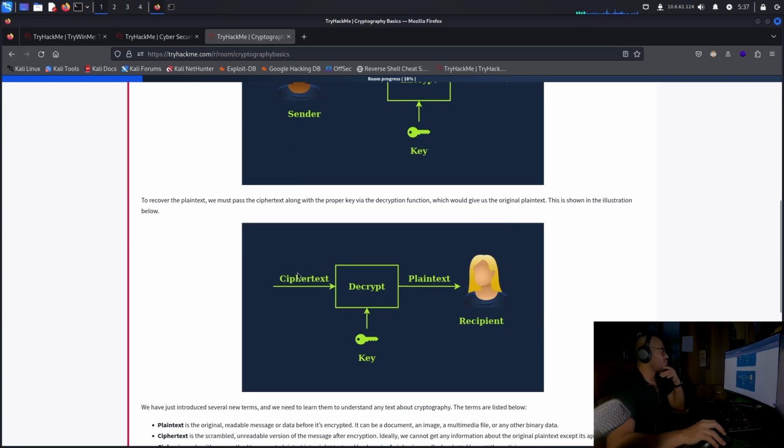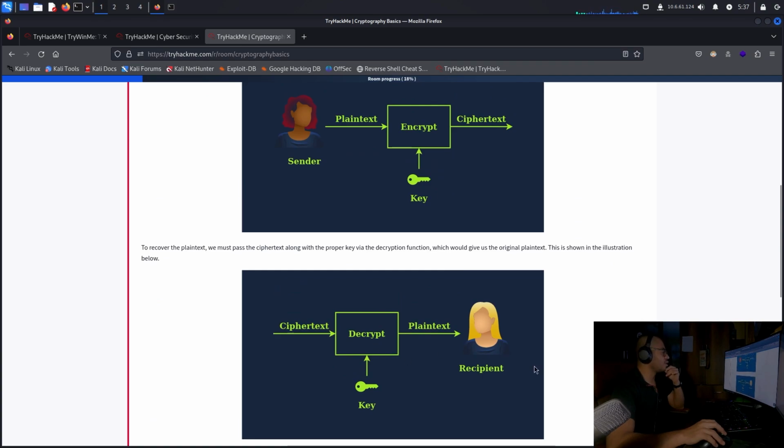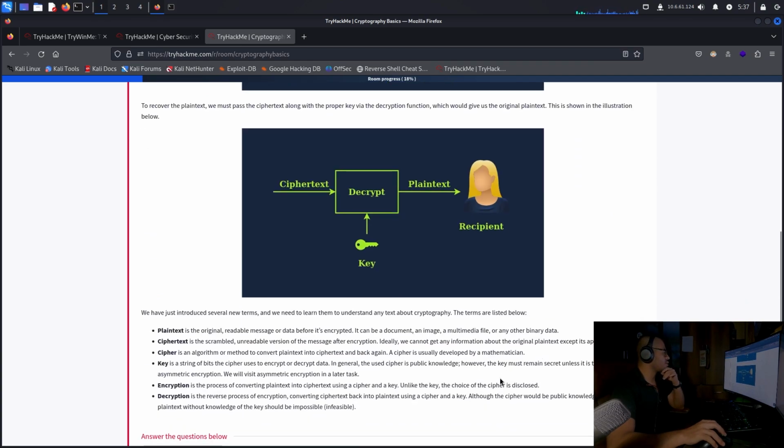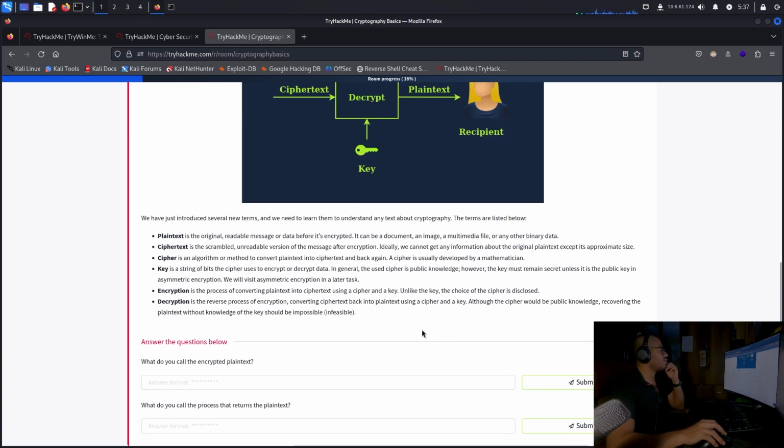This is shown in the illustration below. Ciphertext, so we decrypt it with the key, and then we get the plaintext again. Right? We have just introduced several new terms, and we need to learn them to understand any text about cryptography. The terms are listed below.